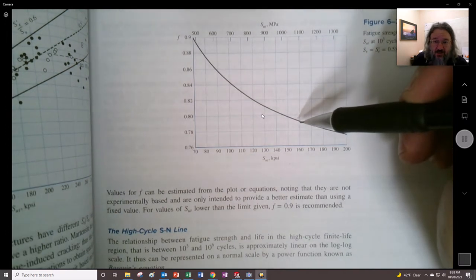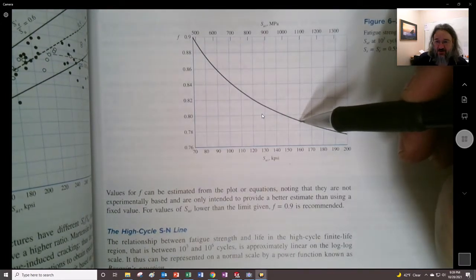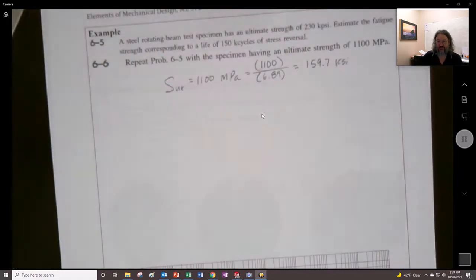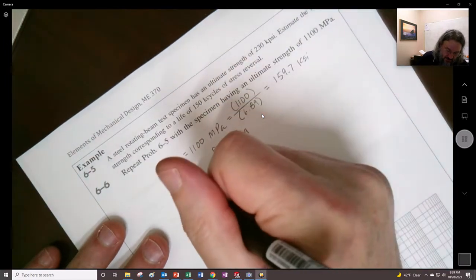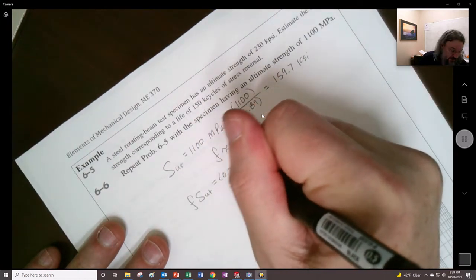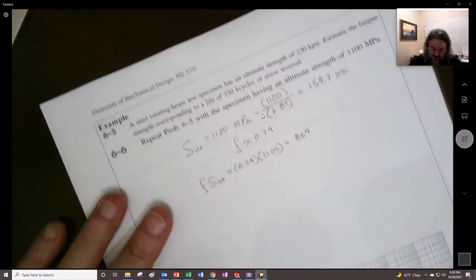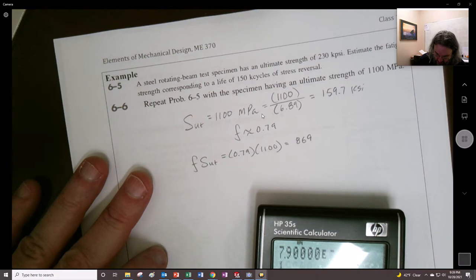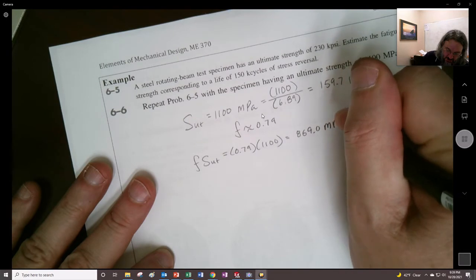And I decided, looking at that one, 0.79 and change, did I go 0.79? I went 0.79. All right. You could argue it's a little higher than 0.79, but I said f was approximately 0.79. So we have f S_ut is going to be 0.79 times our 1100, and we get 869. Do we have another decimal place? I want to know. 0.7911. No. But this makes me feel better to have that there.